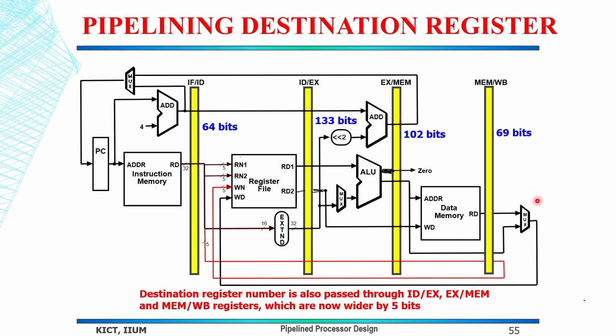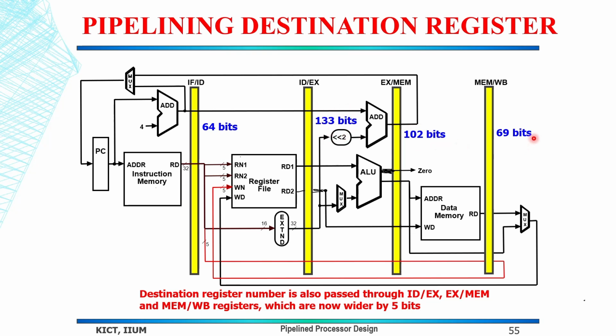So what we need to do in that case is add 5 bits here, 5 bits here and 5 bits here. This one will still be the same because here we don't need those 5 bits. Since the destination register is identified at this stage, from here onwards we need to add 5 bits. This was 128 earlier, so by adding 5 more bits it will be 133, this will be 102, and this will be 69 bits.